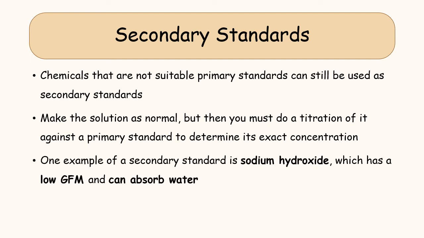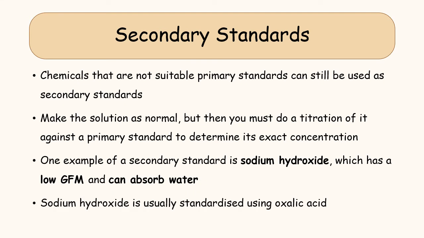So one example of a chemical that we would really want to use in lots of titrations is sodium hydroxide, but sodium hydroxide has a low GFM, and it also absorbs water when stored as a solid. So it's not very good for use as a primary standard. So it is a secondary standard, and what we usually standardize it against, what that means is what primary standard would we use, is we would use the hydrated oxalic acid. So we do a neutralization.